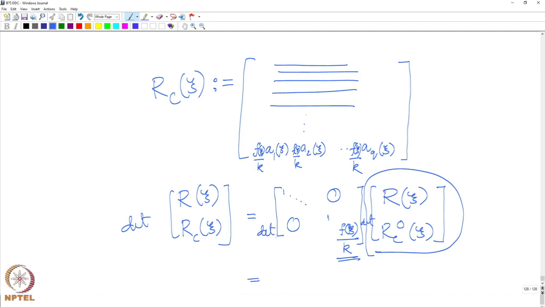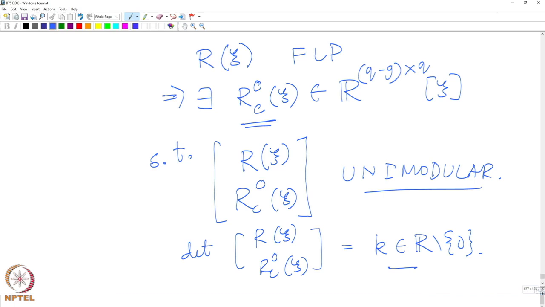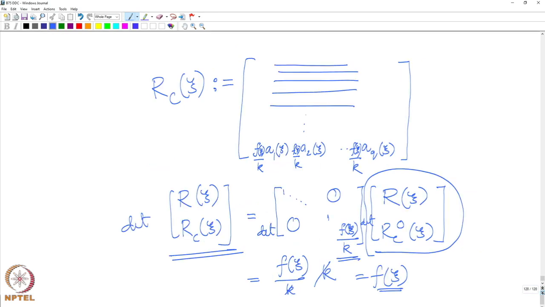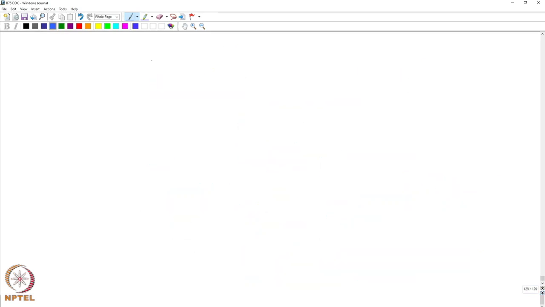What is the determinant of this guy? F xi by k. What is the determinant of this guy? K, k cancels out, I have f xi, right. So, I have my controller. What we have essentially done here is nothing fancy. It is just this fact that given a factor left prime matrix, it can be completed to a unimodular matrix. That is the crux of the matter.